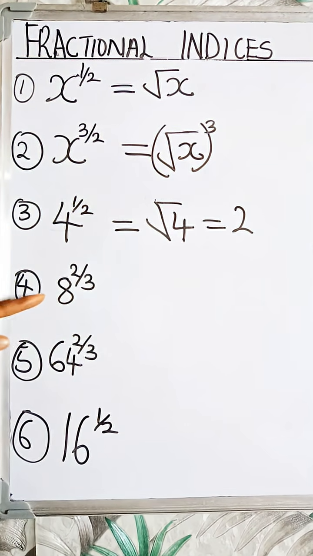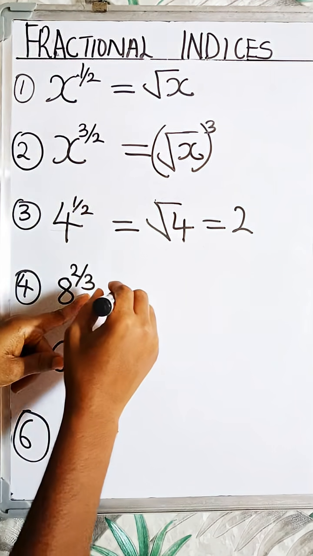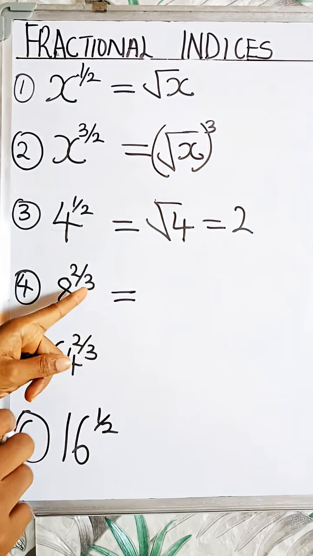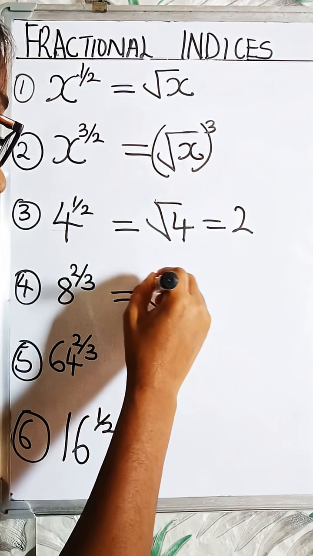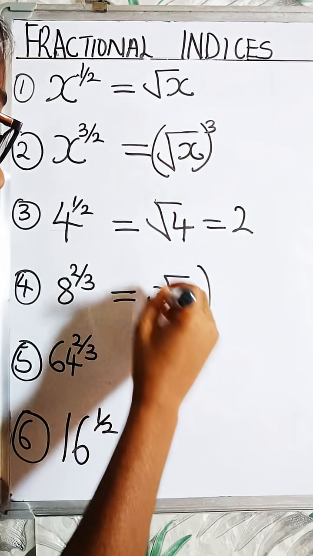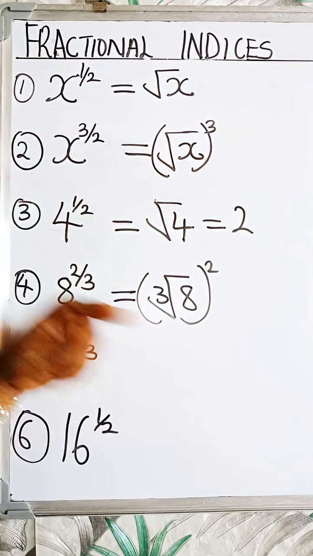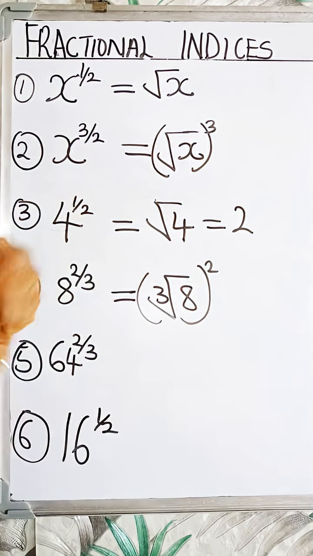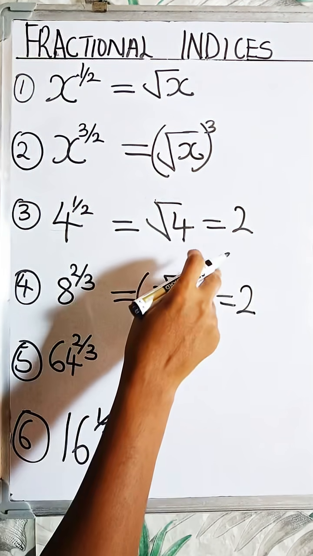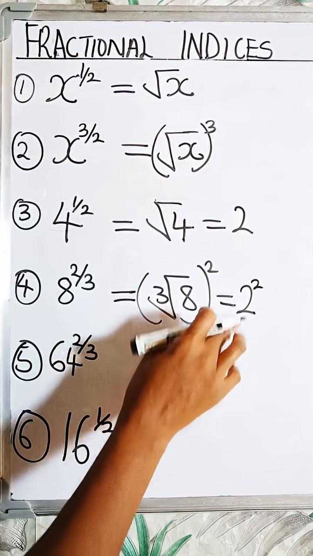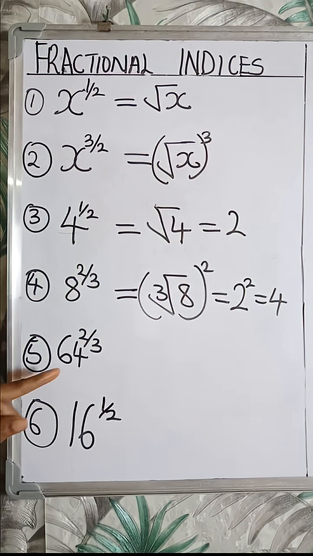Here we have 8 raised to power 2 over 3. We apply the same principle. The denominator will take the what? The root. So we are going to have the cube root of 8 raised to power 2. What is the cube root of 8? 2 times 2 times 2 will give you 8. So the cube root of 8 is equal to 2, and then we square it. So 2 squared is the same thing as 2 times 2, which is equal to 4.